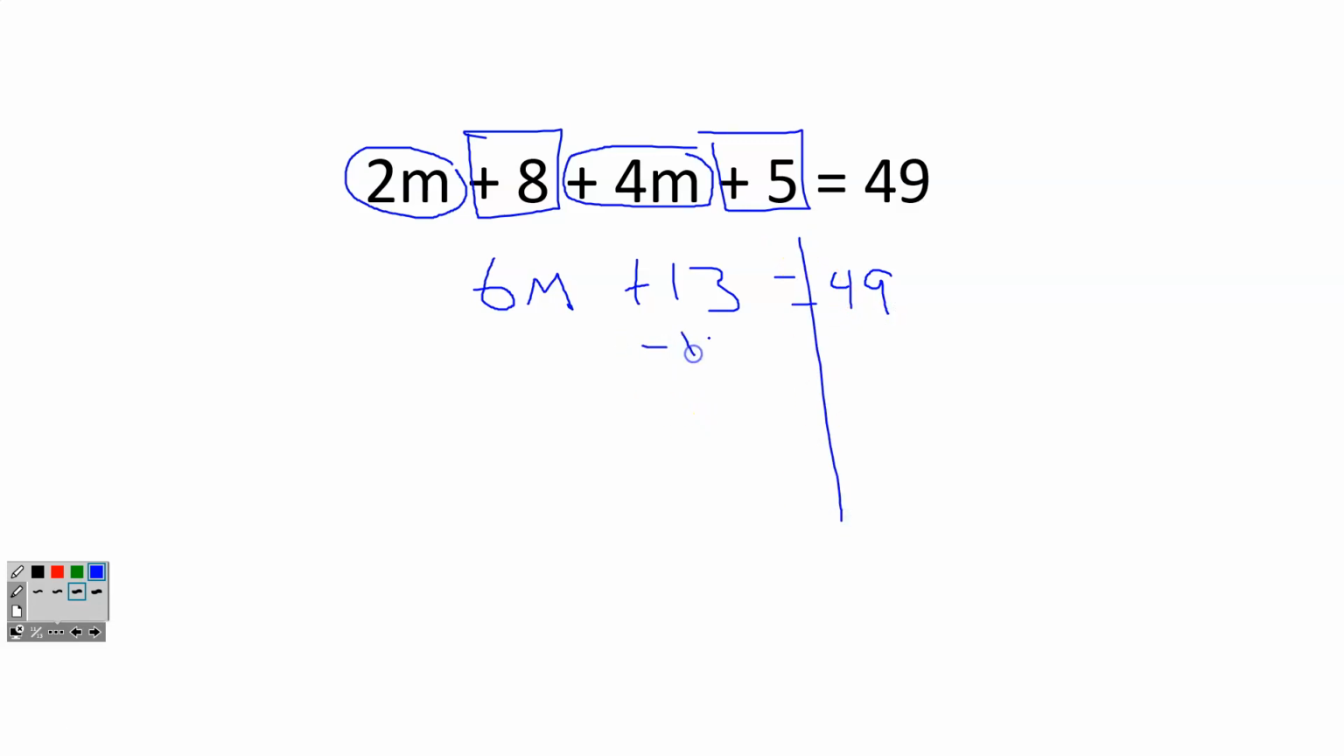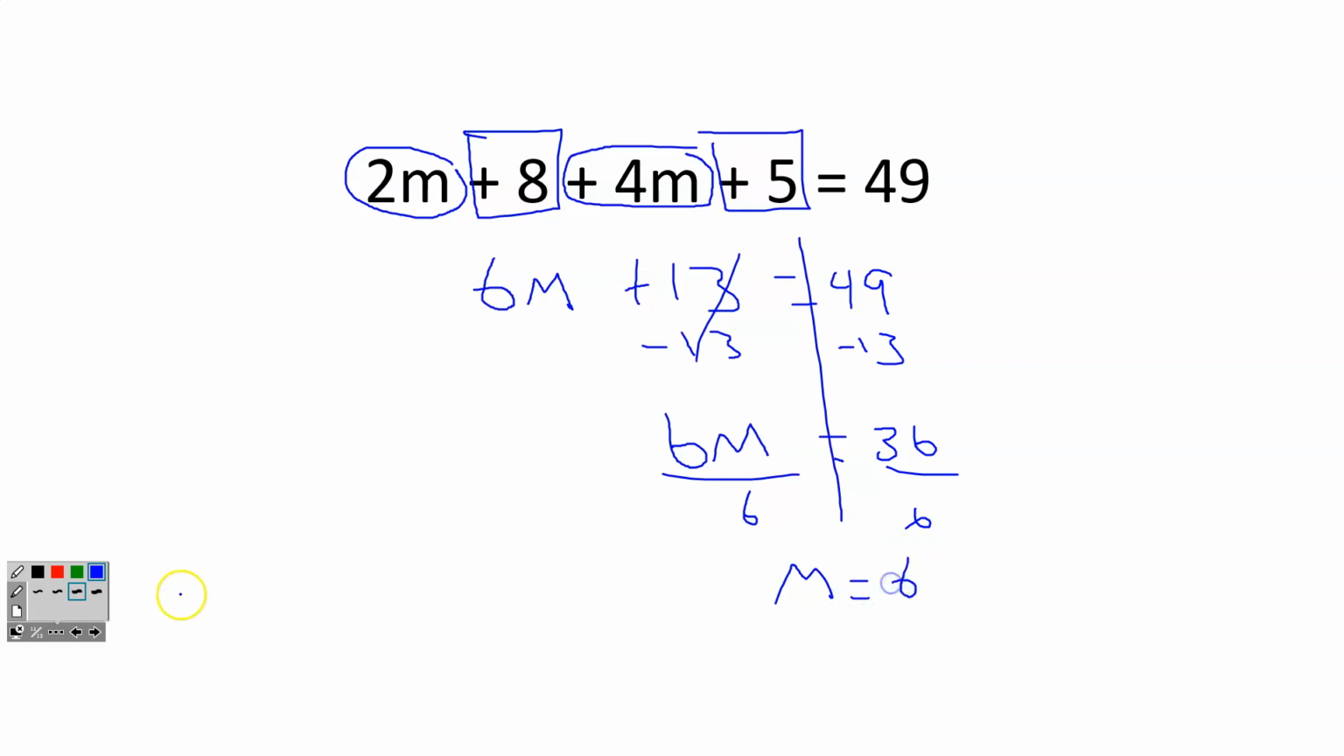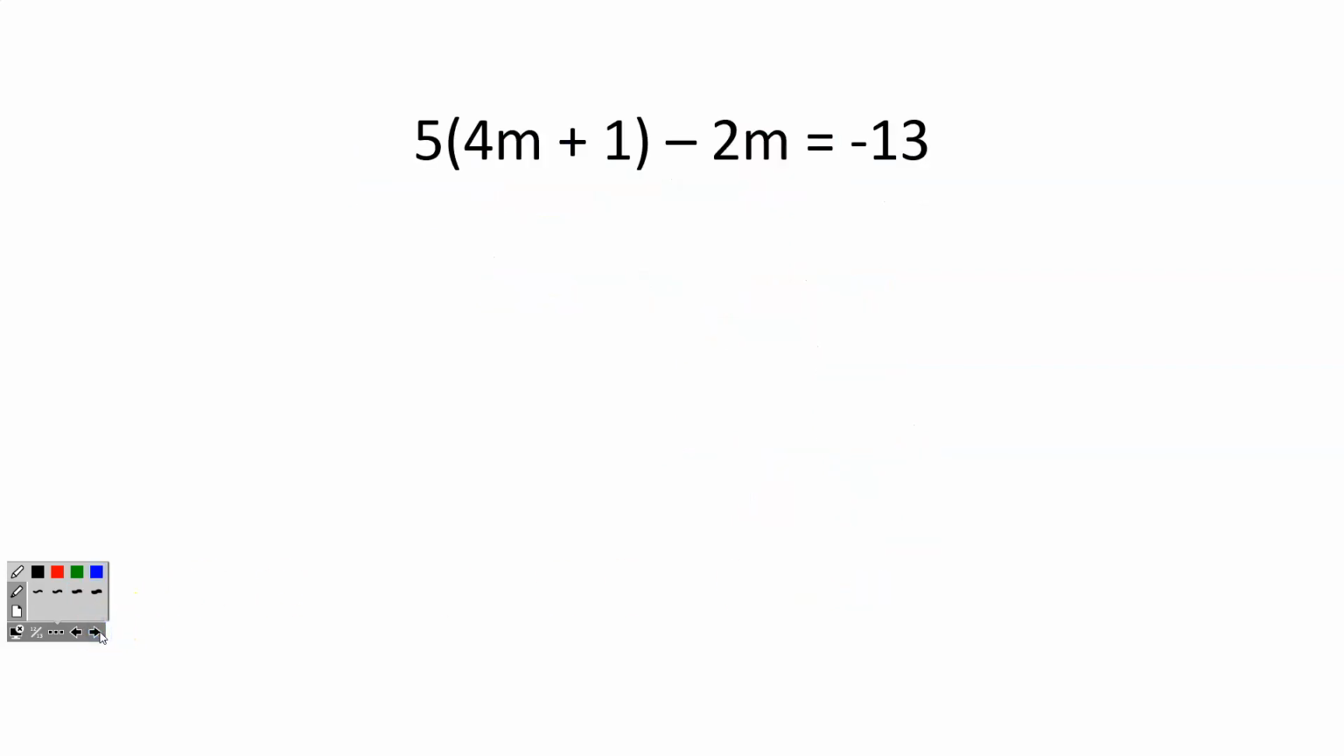Draw my fence. I'm going to subtract 13 from both sides. Gives me 6m on this side and 36 on this side. Divide by 6, which gives me an answer of m equals 6. So now a little bit harder problem. This is a little bit more of a challenge.